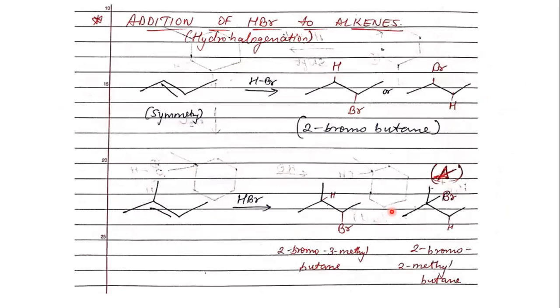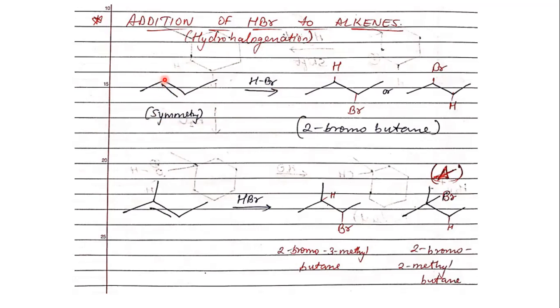The third reaction we are going to learn today is the addition of HBr to alkenes. HBr addition is nothing but hydrohalogenation, meaning addition of hydrogen and addition of halogen both across the double bond. So this is a symmetrical alkene, and I'm adding HBr across it.